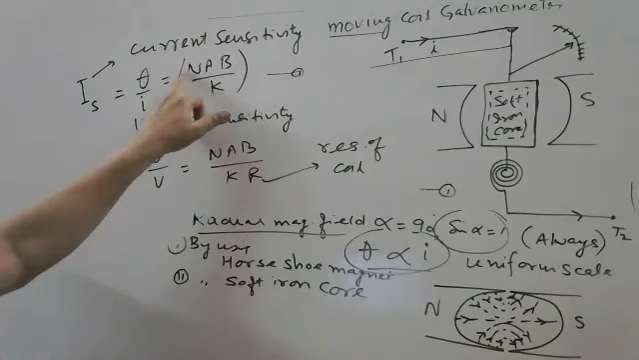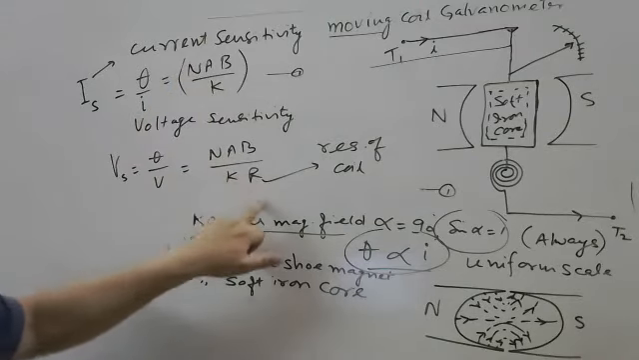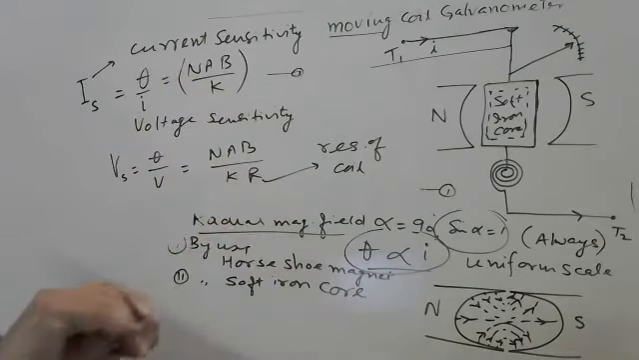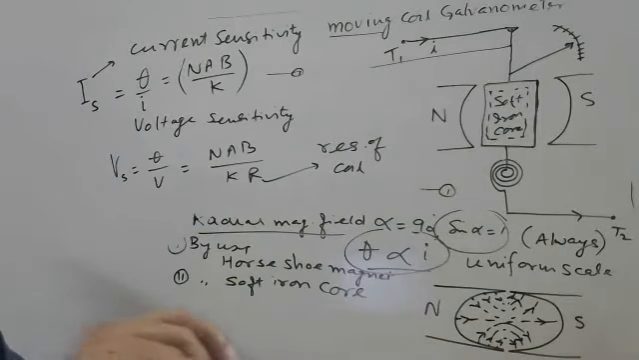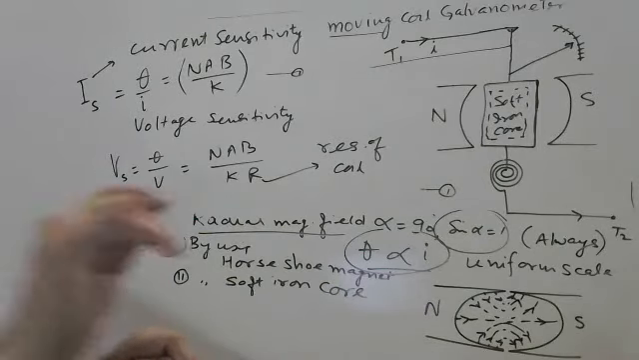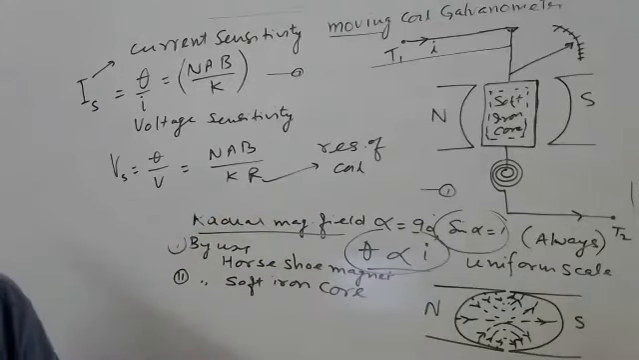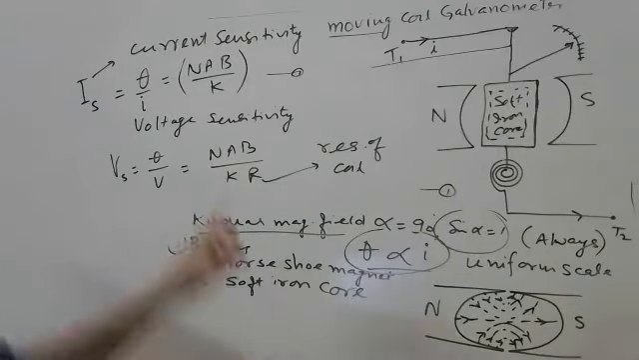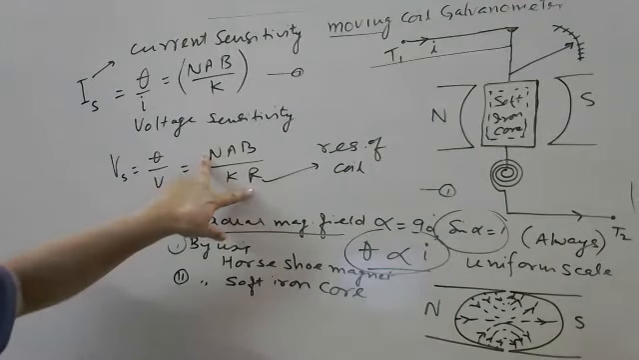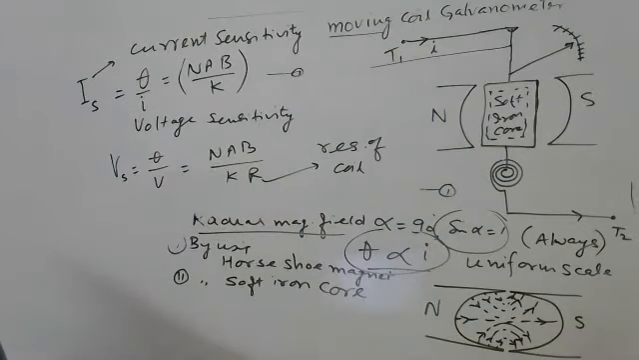Our voltage sensitivity is not increasing. Although we are increasing N, here R also, resistance of coil, changes. Suppose the number of turns are doubled, instead of 100 we are taking 200. So the length of this wire is also increasing. It means resistance is also increasing. It means here the effect of N is eliminated by the effect of R. So we can say by increasing the current sensitivity, voltage sensitivity may increase or may not increase.